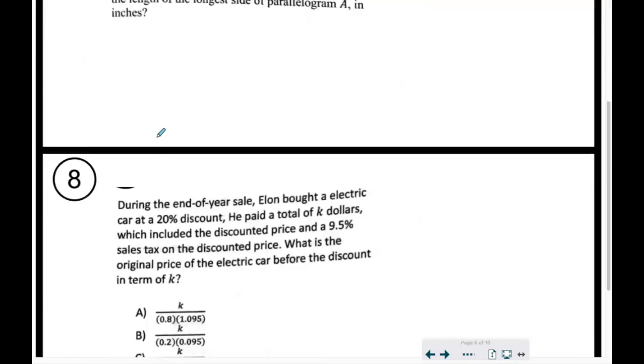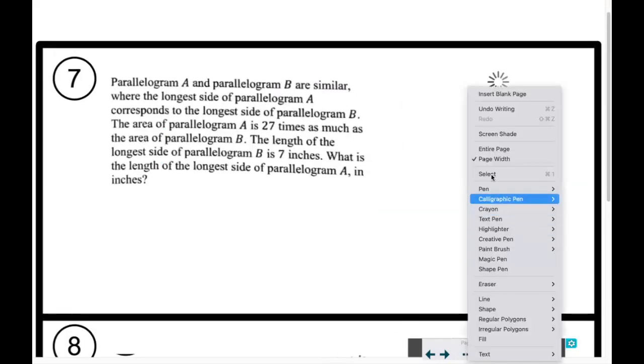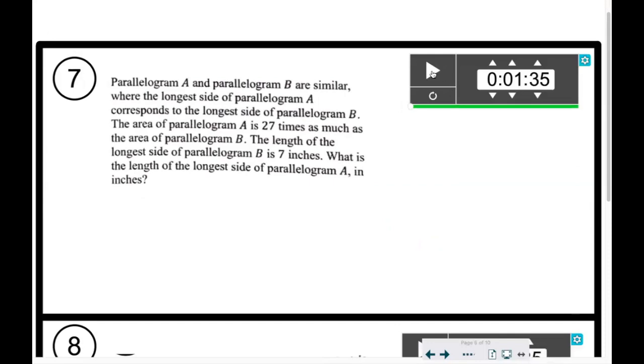All right. And we'll do one more scale factor problem. So again, when we see the word similar, that tells us that we're likely going to be able to use this idea of scale factors.